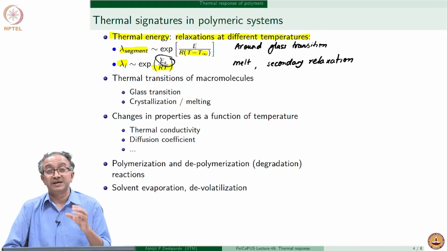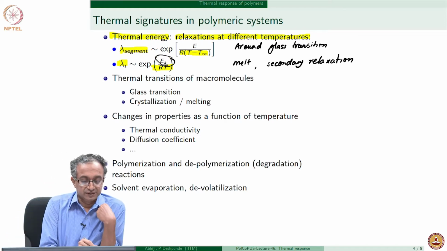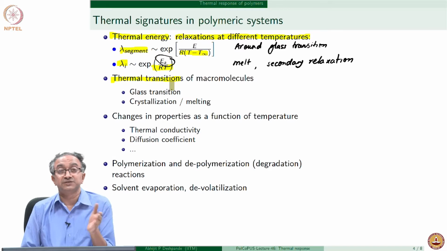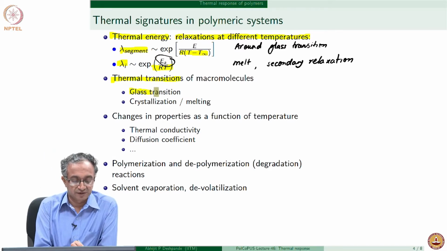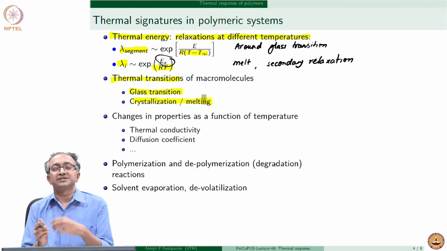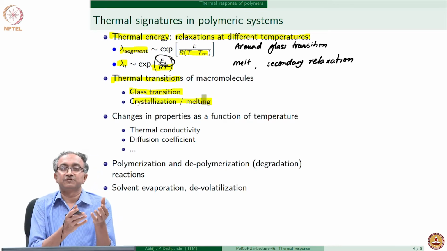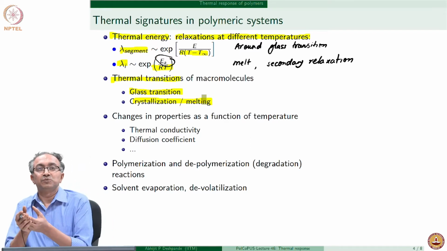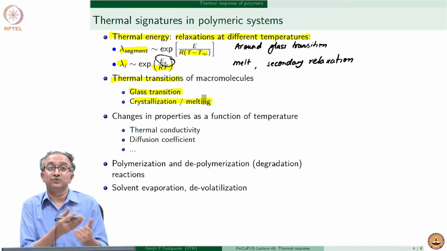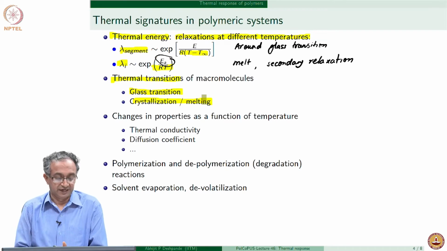So, thermal energy plays an important role in determining this, and the other set of transitions which are of interest, where the material behavior, macromolecular behavior, changes from one type to the other, is related to glass transition or crystallization and melting. In glass transition, as we have seen, material goes from a segmental mobility possible rubbery state to a segmental mobility frozen glassy state, or it may go from an ordered crystalline state to a liquid unordered state.